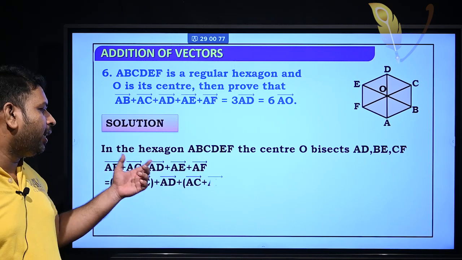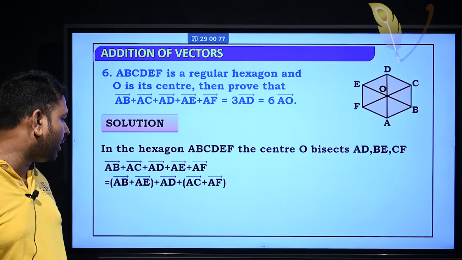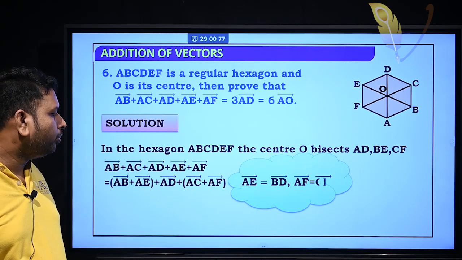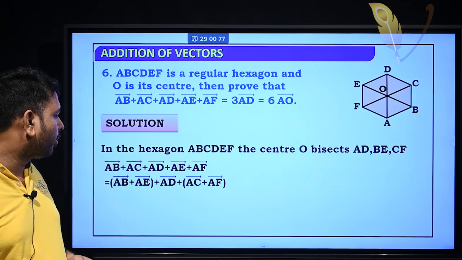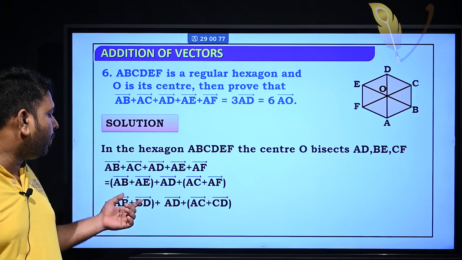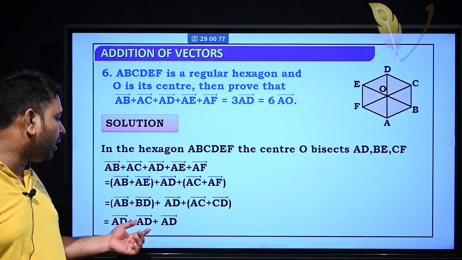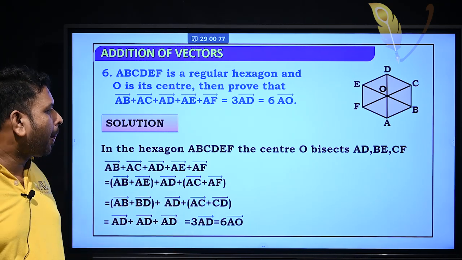AB + AC + AD + AE + AF equals AB + AE + AD + AC + AF. So here AB = ED, AF = CD. This is AC + AD + ... So AD + AD + AD. So it is 3 times AD, which equals 6 times AO.